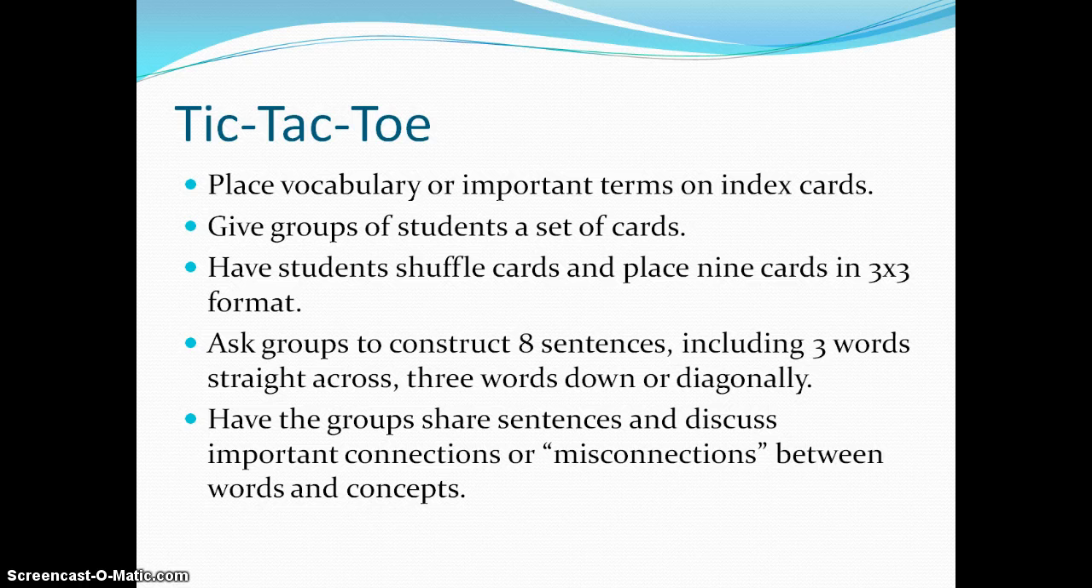Tic-tac-toe is another strategy that can be used to place vocabulary or important terms on a spectrum and allow students to understand if they notice the connections between those terms or vocabulary words from a unit. You can write the vocabulary words on index cards and give groups of students a set. Have the students shuffle the cards and place 9 cards in 3x3 format. Ask the groups to construct 8 sentences, including 3 words straight across, 3 words down, or diagonally, and then have the groups share their sentences and discuss important connections or misconnections between words and concepts.